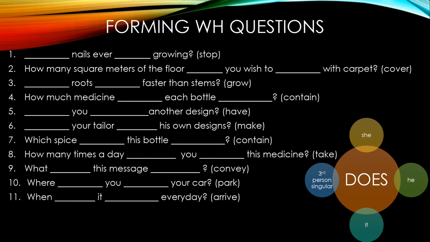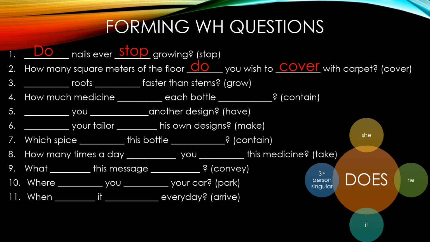Now let's practice. First, look at the diagram on the right. When do we use does? We use does with third person singular. She, he, and it. Number 1. Dash nails ever dash growing. Will you use do or does with nails? Yes, we will use do. Do nails ever stop growing? You can pause the video here, solve the exercise, and then check your answers.